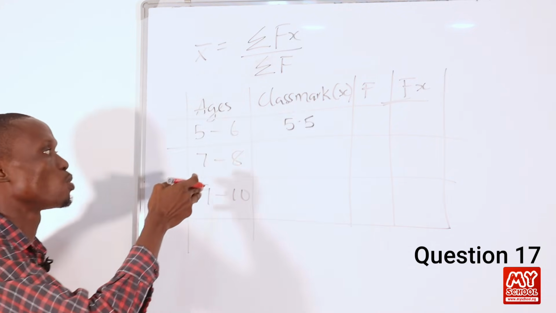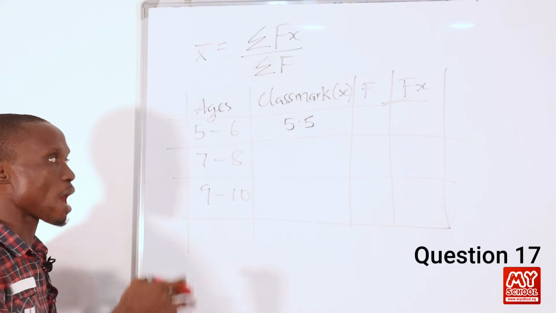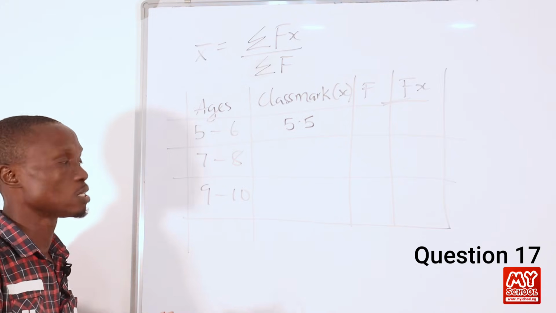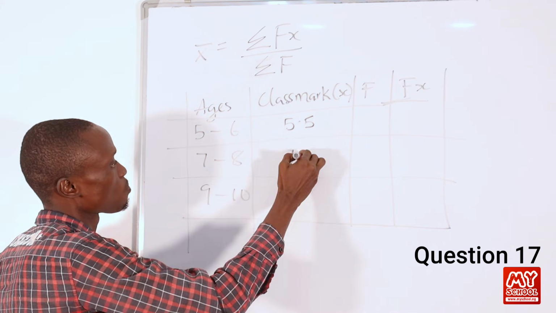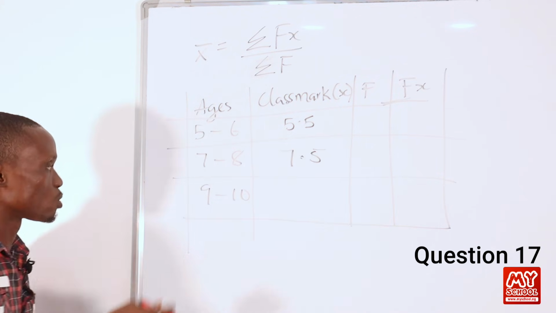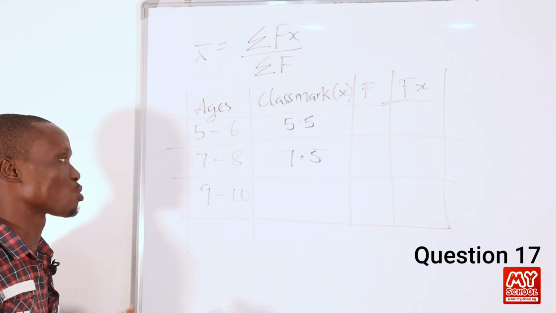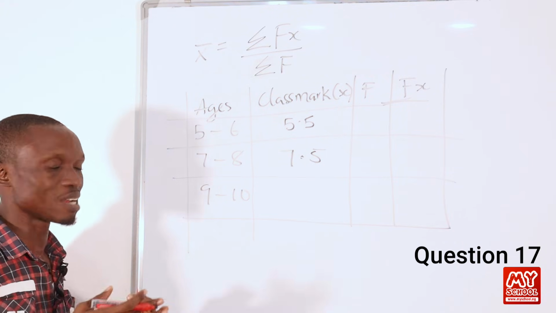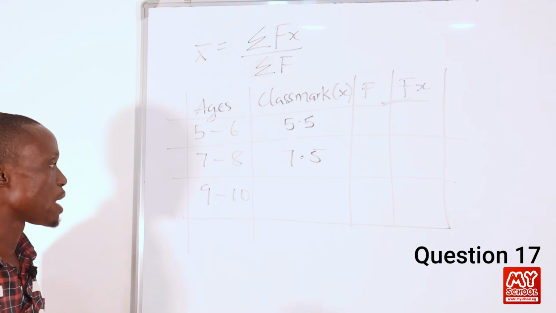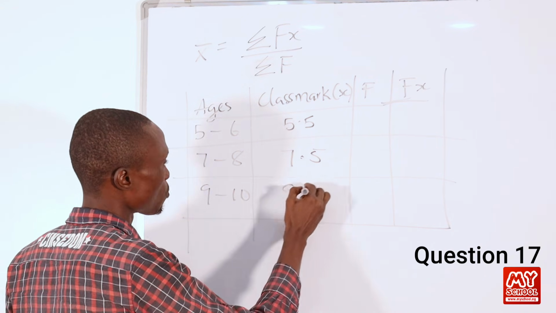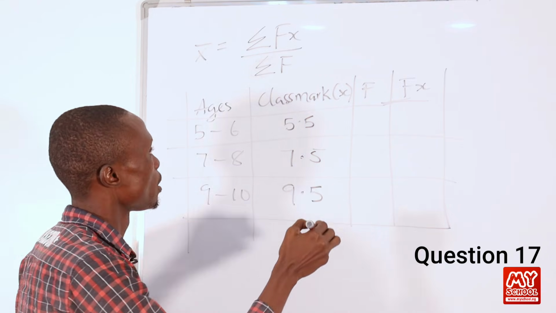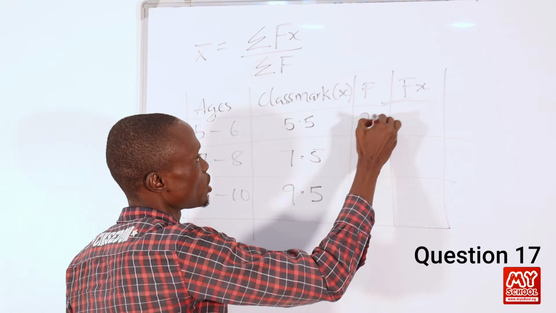We do the same to 7 to 8. We add them together, that gives us 15. Then we divide by 2, so that gives us 7.5. Now we do the same thing to age 9 to 10. That gives us 19. Then we divide by 2, so that gives us 9.5.